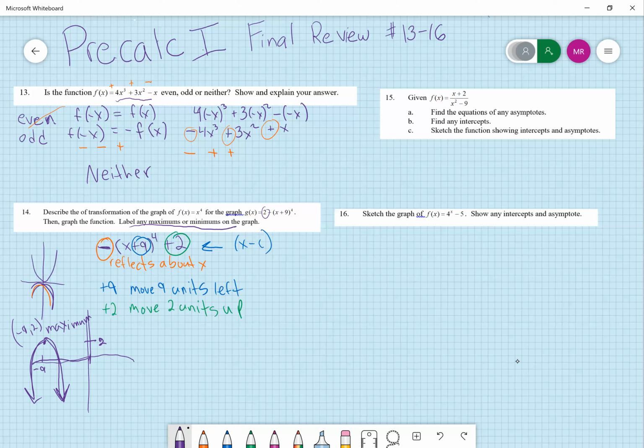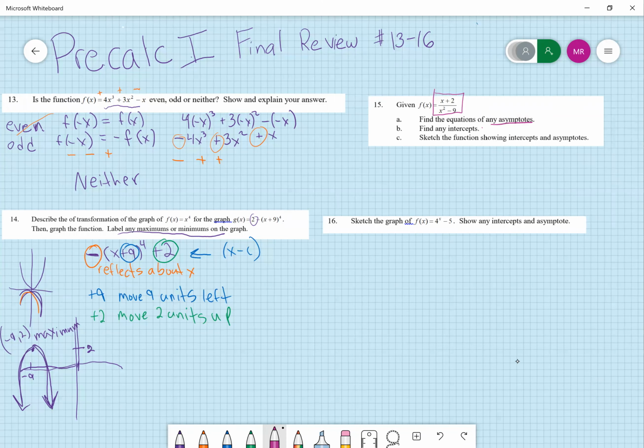Moving on to 15. For 15, we're given this function, x plus 2 divided by x squared minus 9. We're told to find the equation of any asymptotes, find the intercepts, and we're going to sketch the function. So we're going to break this down.